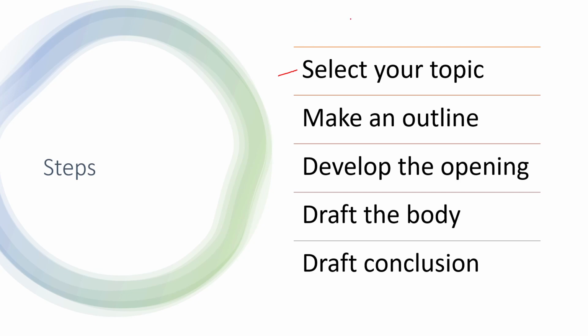And then we must make an outline. So making the outline is not something new. I think even in our high school, when we wanted to write, for example, a composition, we first of all started with an outline. So we develop the opening, we draft the body, and then draft the conclusion. So this outline should first of all have the opening, then in the body we can have maybe 1, 2, 3 points, and then finally the conclusion.